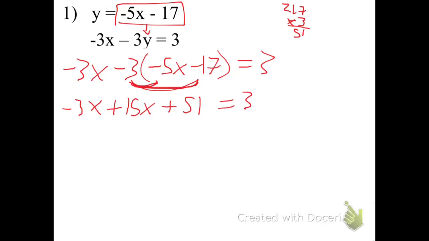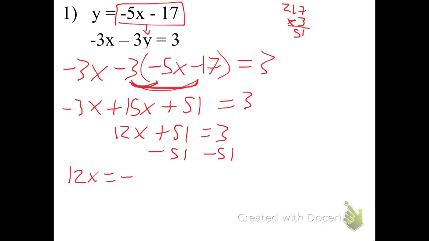Okay, my next step is to combine like terms. These can be combined. Negative 3x and positive 15x gives me positive 12x plus 51 equals 3. I gotta get x by itself, so I'm gonna subtract 51 from both sides. I now have 12x equals negative 48, because it's 3 minus 51. Anyway, that gives you negative 48. You gotta divide by that 12, because I'm trying to get x by itself, so x is negative 4.